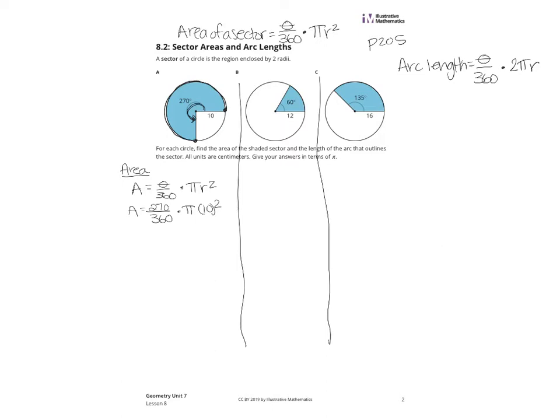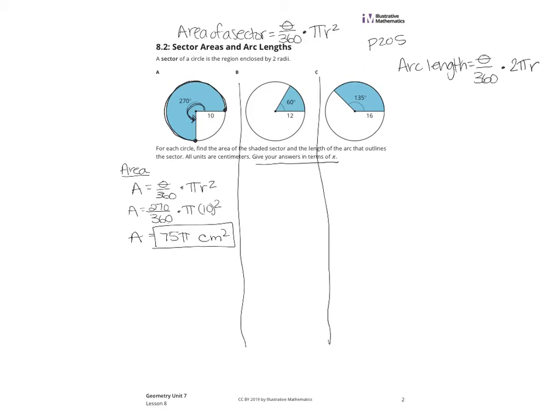At this point, it's all algebra. It really depends on how you want to put it into your calculator. But this is 270 divided by 360 times 100. And when you do that, you get 75 times pi centimeters squared. And that's a great answer. And the book, you'll notice, says give your answers in terms of pi.